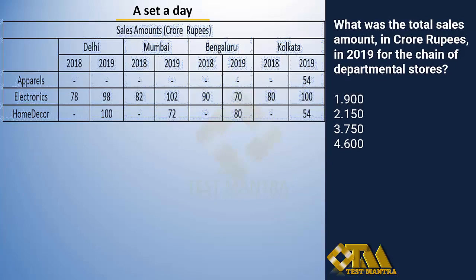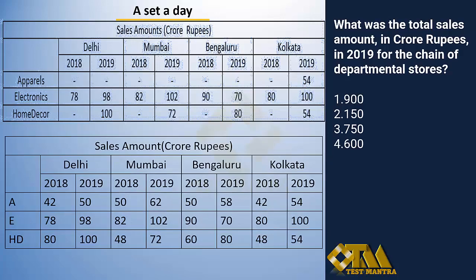Next one, what was the total sale amount in crore rupees in 2019 for the chain of department store? Here I can add the values chain of departmental store here in 2019. So let's see what are the figures available here. So here it's 248, 100 plus 98 plus 50, so 248. Then here it's how much, 7 plus 6, 13, 236.